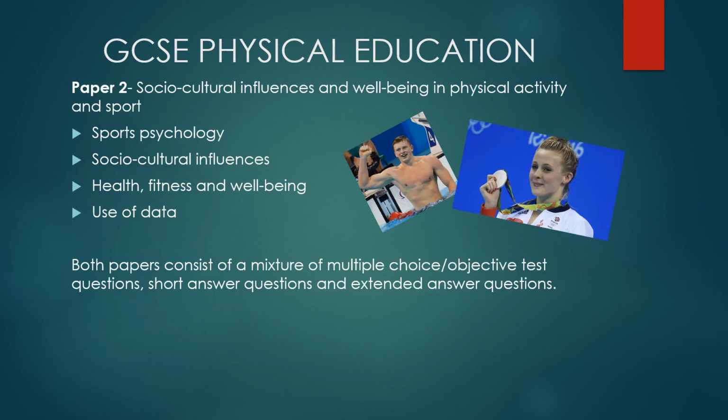The second paper is on what we call socio-cultural influences, well-being and physical activity and sport. The socio-cultural bit is looking at how society and different cultures affect someone's participation in sport. But the first area there is our sports psychology, and we look a lot at how different athletes respond in different environments. Then we look at the socio-cultural influences. We look at target groups like women in sport and ethnic minorities in sport and how we engage different groups of people into sport. And then we look at health and fitness and well-being, so physical, social and mental well-being and the impact that sport can have on that.